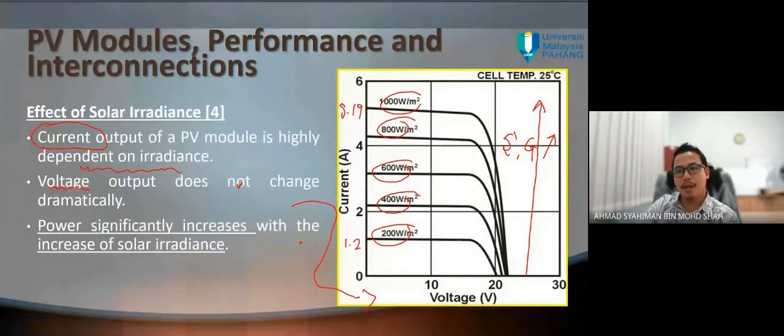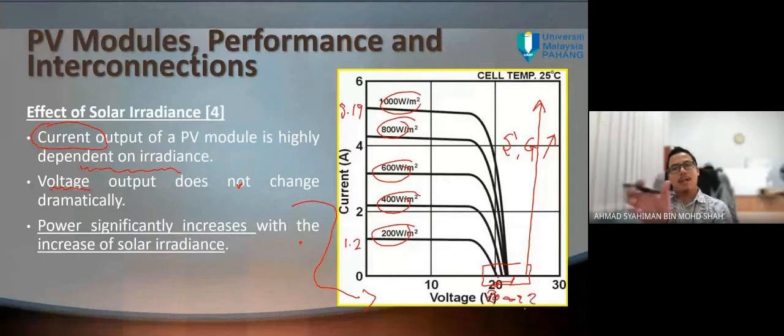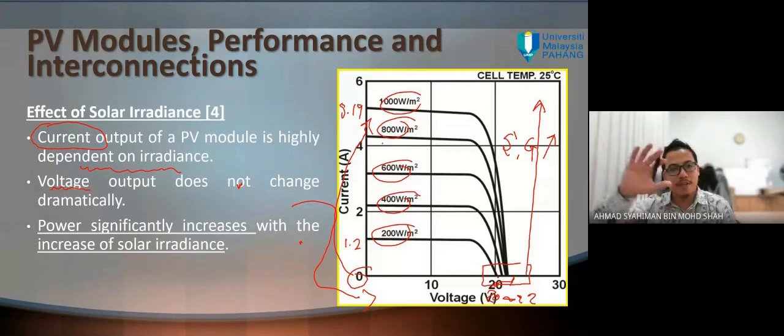Okay, but if you look at the voltage itself, this one is close to 20 something. This one is still 20 something. I think around 20 to 22. Only 2 volts of difference, while the irradiance changed from 0 to 1000 watt per square meter, and the current also changed from 0 until 5, which is maybe 400%, like that. Okay, so they change significantly.